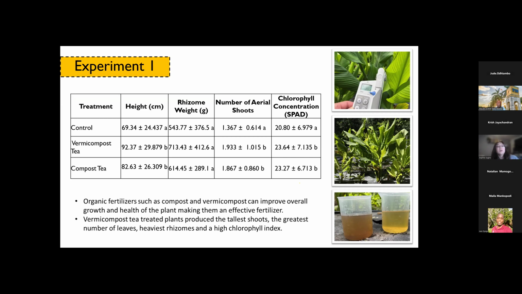So additionally, the soil nutrient concentration of 14 different elements was also analyzed at the end of the experiment. And there was actually no significant change in the nutrient concentration or heavy metals throughout the treatment blocks. However, we did observe that generally blocks under vermicompost tea treatments did have the greatest concentration of soil nutrients, specifically phosphorus and potassium, which are plant essential nutrients.